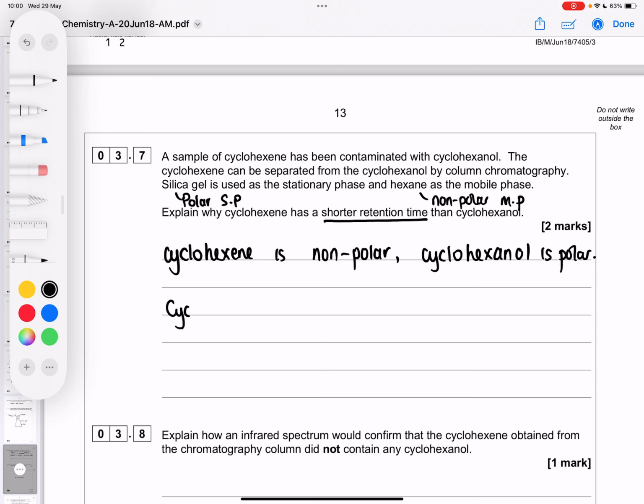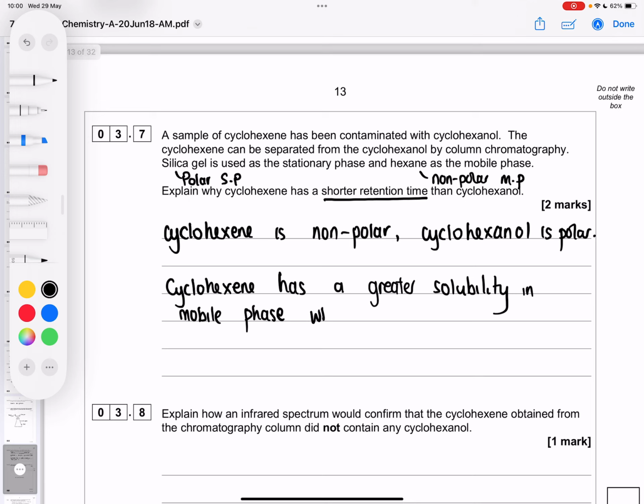So cyclohexene has a greater solubility in the mobile phase, whereas cyclohexanol has a greater retention to the stationary phase, because remember they go with what they like.